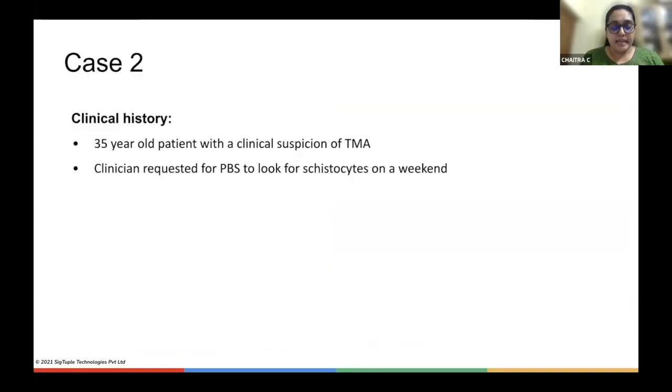Coming to the second case, we had a 35-year-old patient with a clinical suspicion of thrombotic microangiopathy on a weekend. So the clinician calls you and asks you to look for schistocytes on a weekend. You need not travel from your house to the lab or the hospital. Instead, you can use AI100, scan the smear on AI100 and see it.